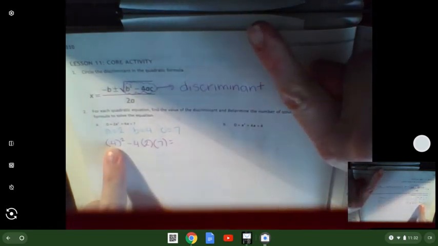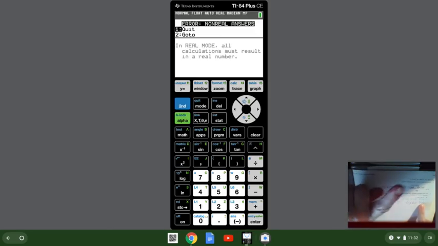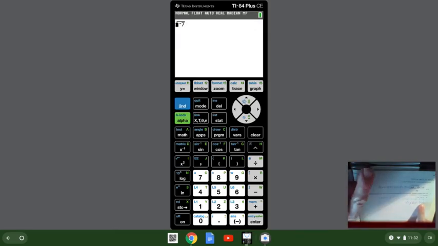So going to my calculator, I'm going to quit this. Here we go. 4 squared minus 4 times 2 times 7. Notice, again, my calculator looks exactly like my book, parentheses and all, and I get -40. Okay, so let's think about this.